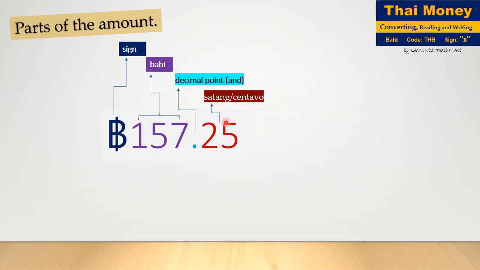By the way, in satang or centavo, we only have 2 digits. So never 3, never 4, never 5. Let's just stick with the 2 digits. 1, 2.